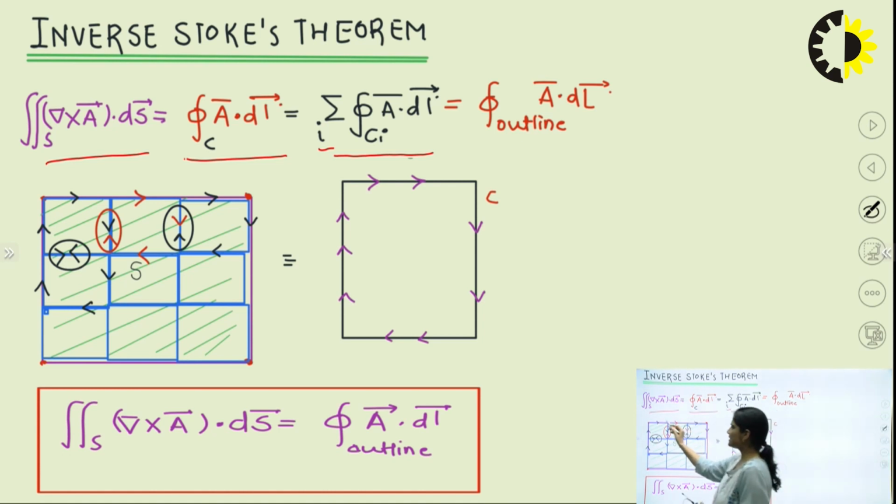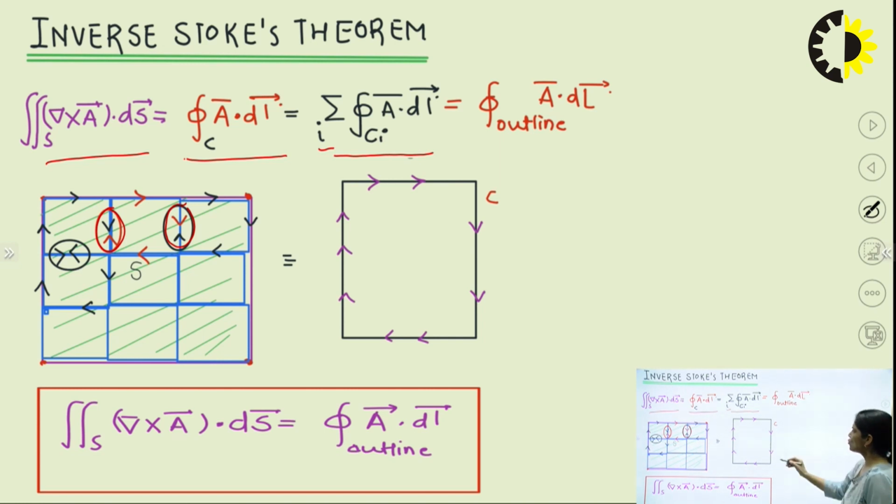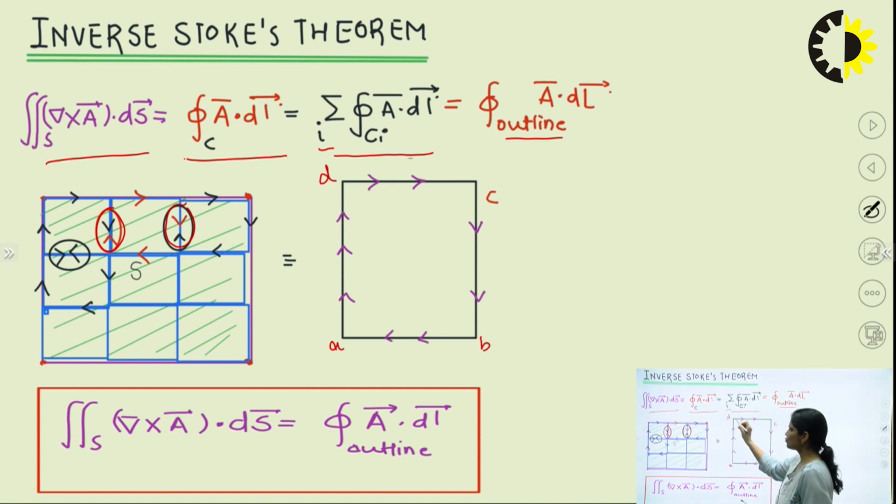Let us consider this as an example. The interior part cancels out, and the left part is this. This is your closed line integral. So this is the outline, meaning you have to consider this line. Let us consider this is A, B, C and D. So the closed line integral is equal to what?